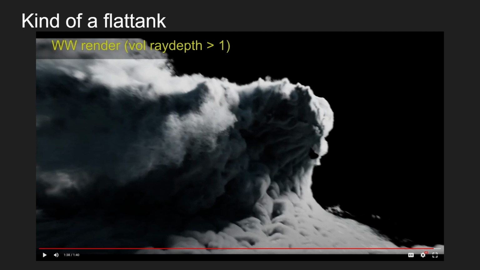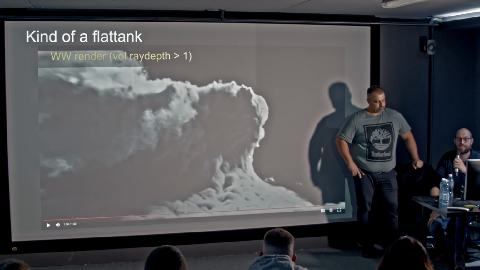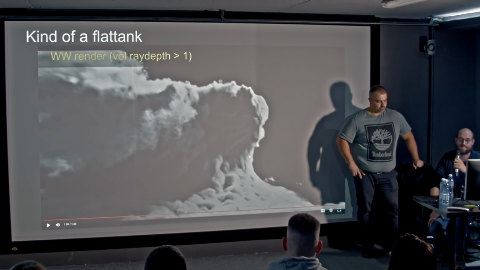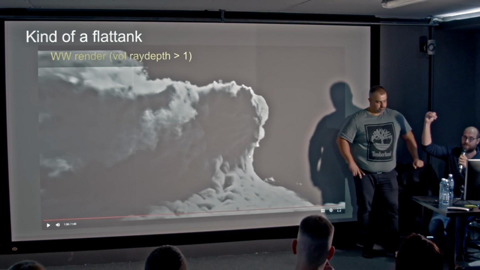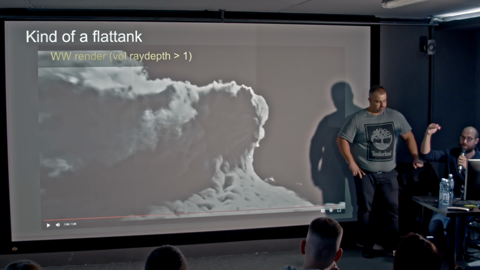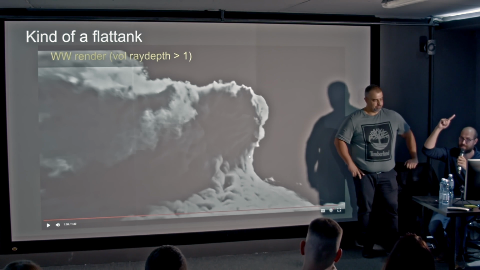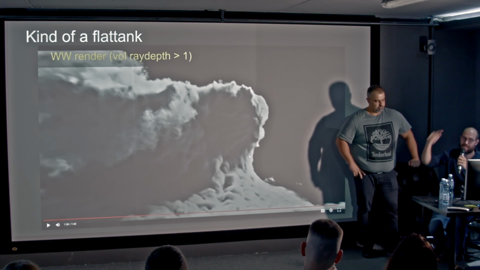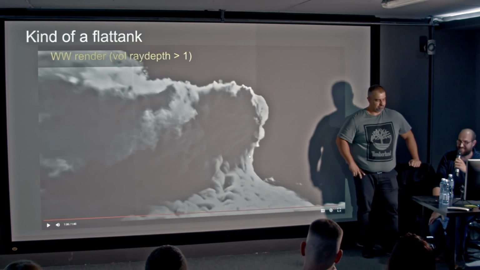And the other thing, in order to get a nice cloudy look for this type of effect, you will have to increase ray depth on your volumes. So basically, you will have to say to the renderer, okay, when a ray hits this volume, it will bounce 2 times and then it might come out. And this costs a lot. It means a lot, but it costs a lot.